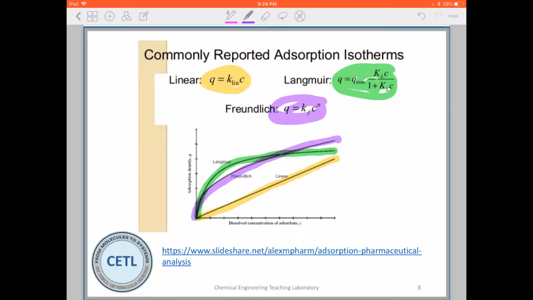So in this lab, after you identify what type of an isotherm you have by simply plotting your adsorption density versus your concentration, you're going to be actually asked to figure out what the constants are. So you have to first identify the type of isotherm, and once you have that identified, you should be able to calculate the constants. Okay?